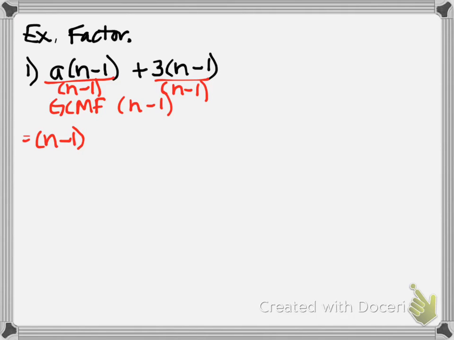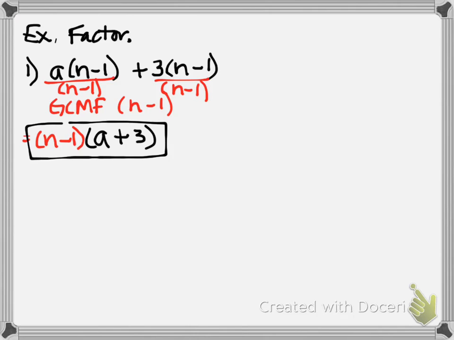Okay, so when I take the first term, a times the quantity n minus 1, and I divide it by n minus 1, what's left? I have an a left. And then it says plus, and if I take 3 times the quantity n minus 1 and divide it by the n minus 1, I'm left with 3. The only factor that has a minus in it is the first GCMF, which was a GCBF, and it's not the difference of squares because n's not a perfect square. So I'm done.